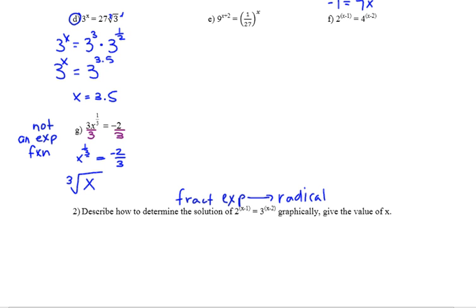Power over root. What's the opposite operation of cube rooting something? Close? Opposite operation of cube rooting. Okay, what's the opposite of square rooting? Square. Square both sides. Opposite of cube rooting then would be to cube both sides. Okay, so negative 2 cubed is negative 8, and 3 cubed is 27.